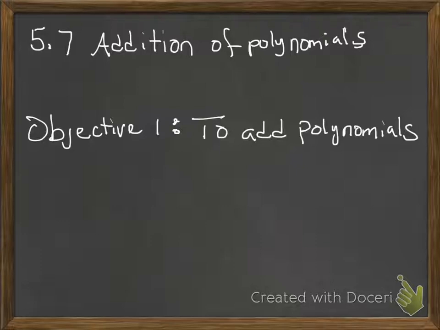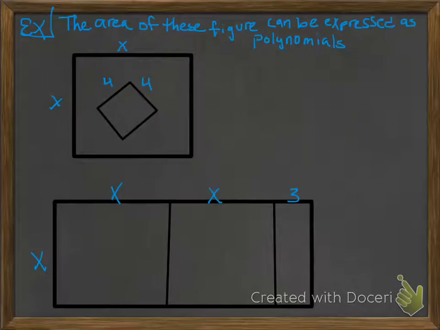5.7 Addition of polynomials. Our first objective here is to add polynomials. And you really have done something like this before, because we've added our like terms. We've collected them and added them. And that's similar to adding our polynomials. Now we're going to add many like terms together.